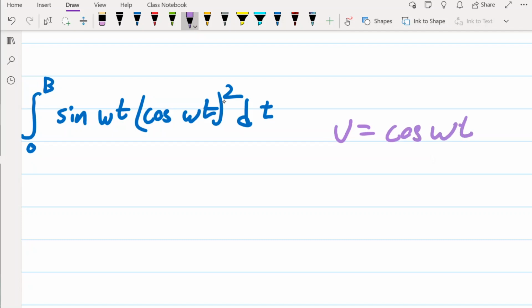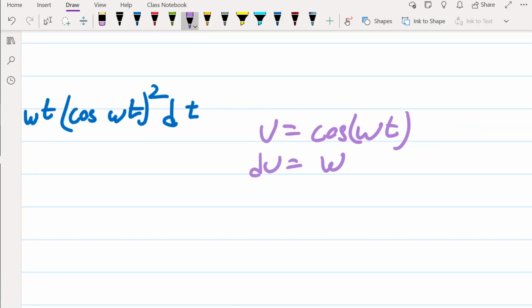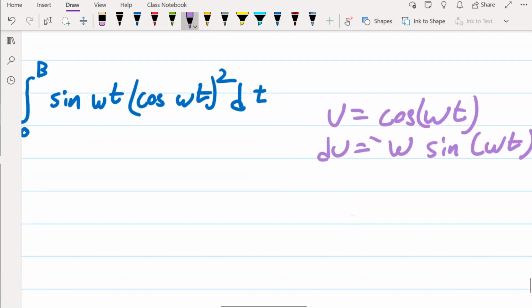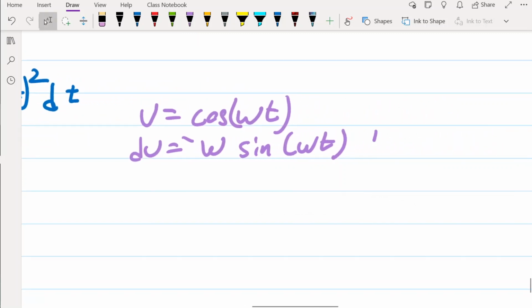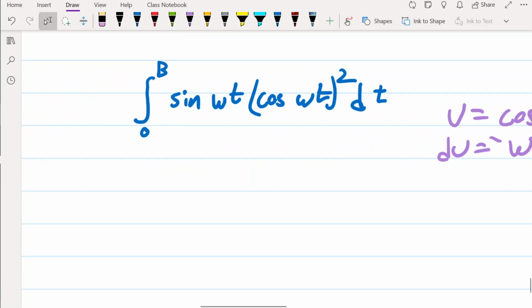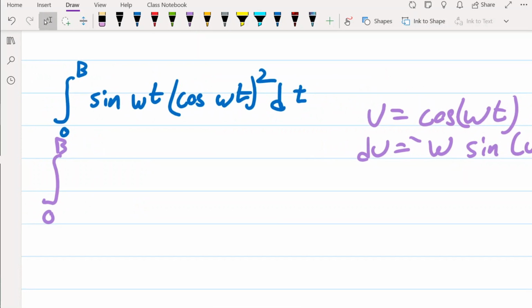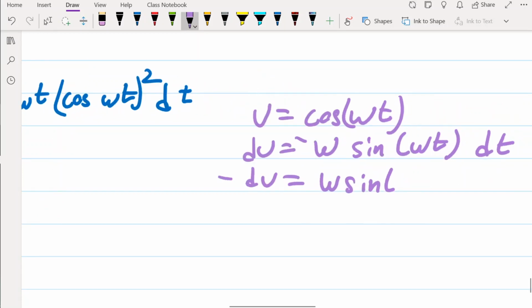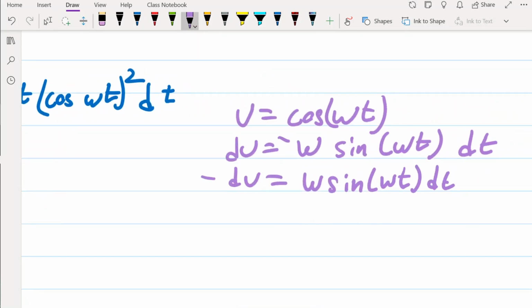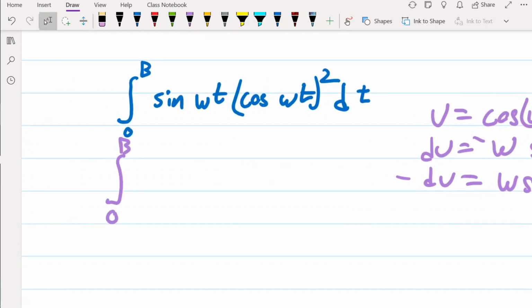So when you're doing the derivative, it's going to be opposite omega sine of wt, because of the w, and then the dt. Yep, there we go. All right. So we're going to have from 0 to beta, an opposite du equals w sine of wt dt. So that means we'll substitute this in.